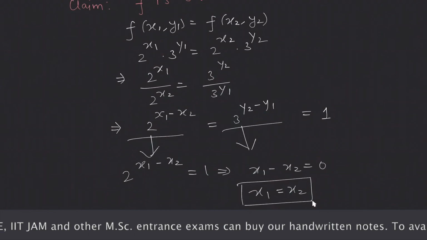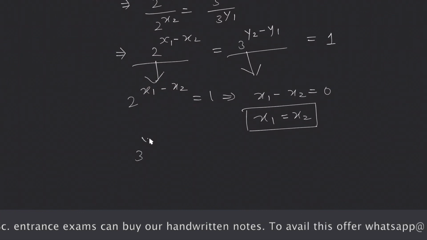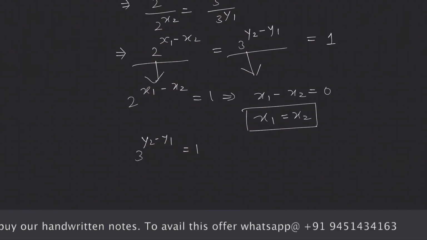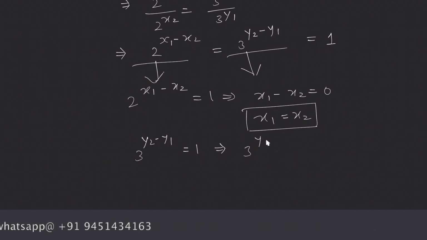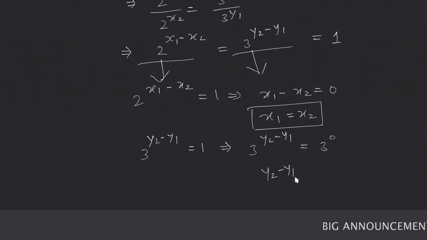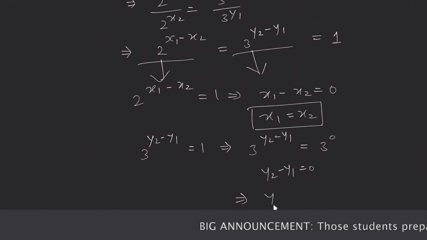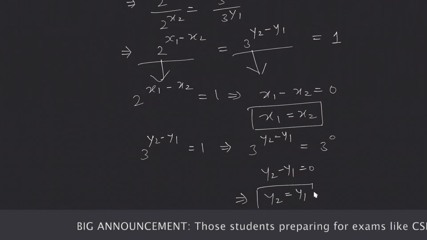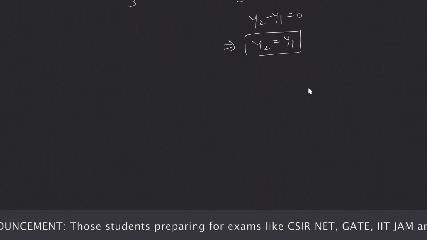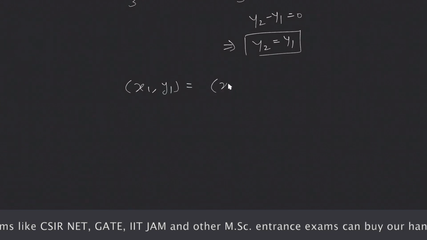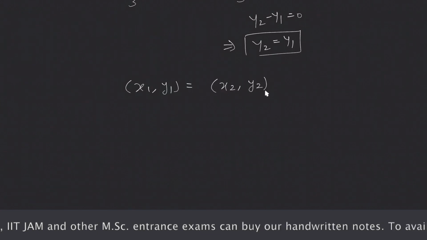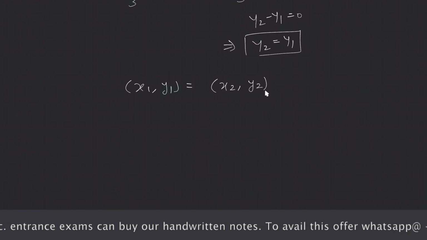Now when 3 raised to power y2 minus y1 is 1, this is only possible when we write this 1 as 3 raised to power 0. So from here we get y2 minus y1 equals 0, so y2 becomes equal to y1. Now we can say that (x1, y1) is equal to (x2, y2), because x1 equals x2 and y1 equals y2.